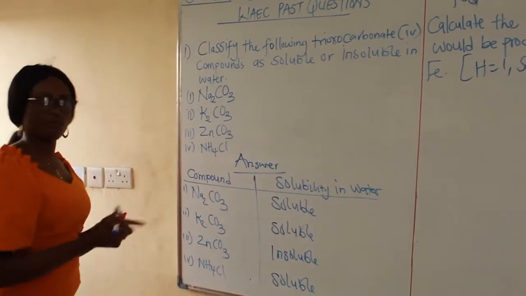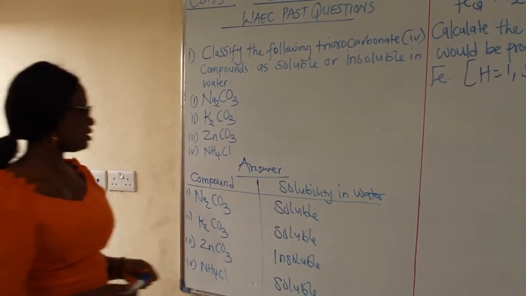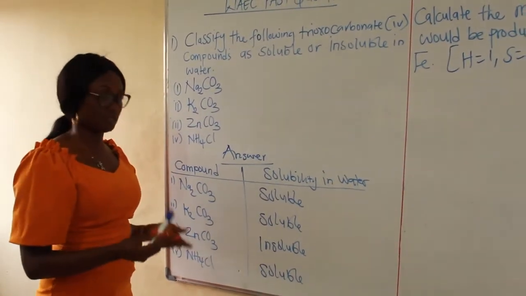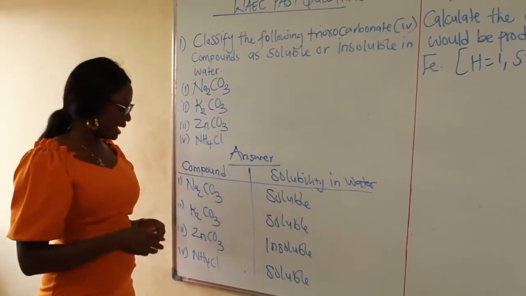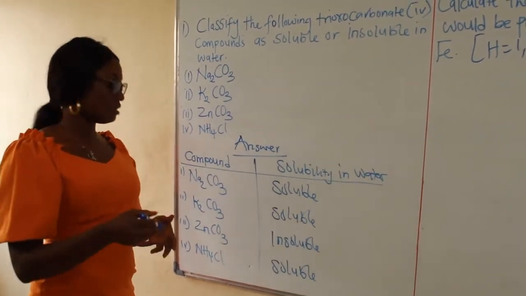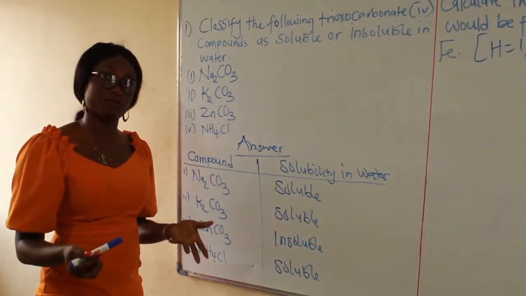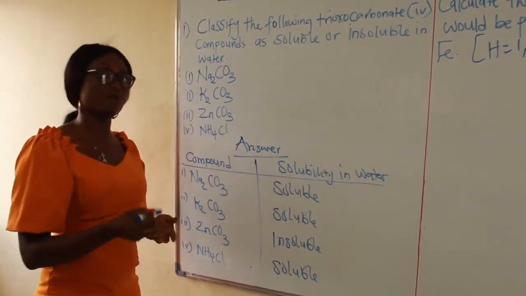Okay, so from these we have seen that 3 of them are soluble, while just zinc carbonate is insoluble in water. The reason why zinc carbonate is insoluble in water is because when you dissolve zinc carbonate in water, it does not form ions like the zinc ion and carbonate ion. It does not form ions.